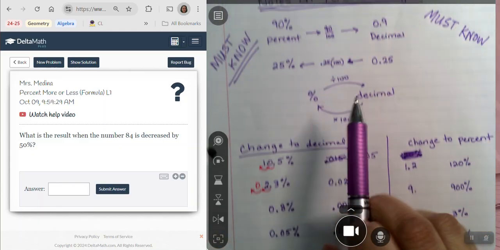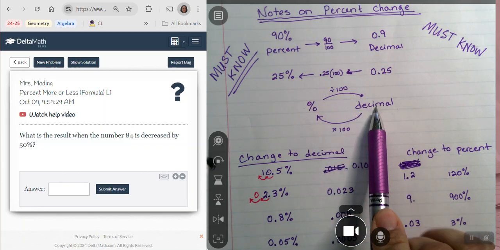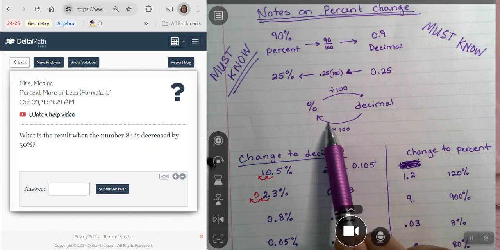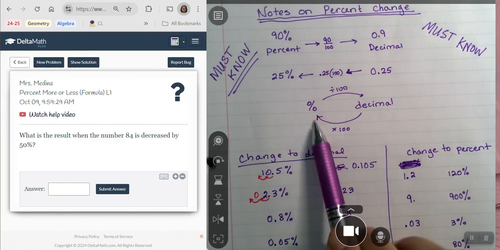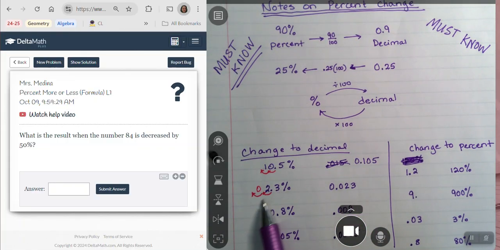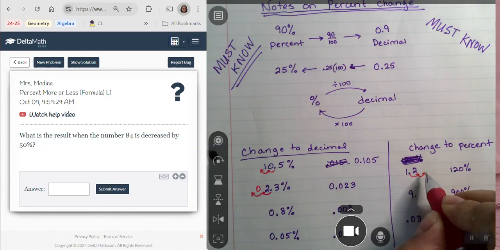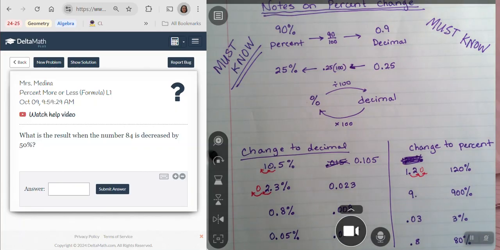All right, so please make sure that you're comfortable with this. From percent, you got to divide by 100 to turn into a decimal. From decimal, you got to multiply by 100 to become a percent, okay? And back and forth. And it's really just either moving the decimal twice to the left or twice to the right.